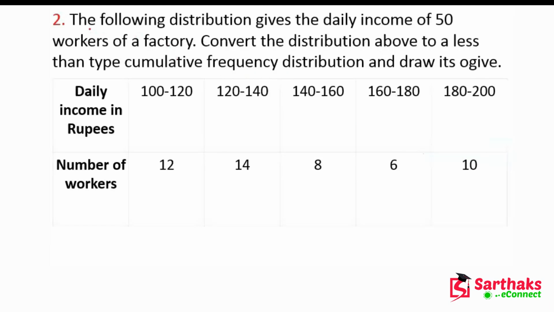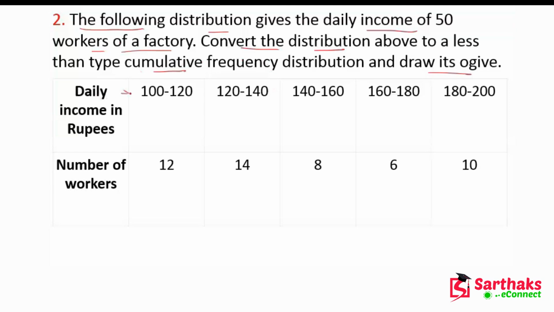Yes, so the next question is, the following distribution gives the daily income of 50 workers of a factory. Convert the distribution above to a less than type cumulative frequency. Now in this we have to draw the less than type cumulative frequency distribution, and we have to draw its ogive. Okay, I hope you get this point. So now we have a table like this.